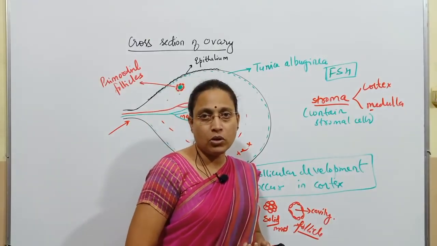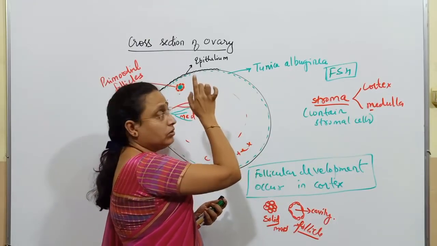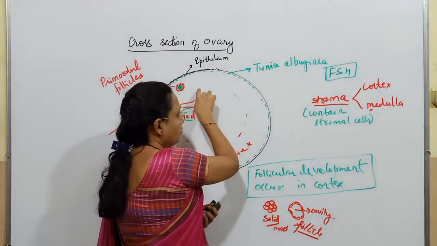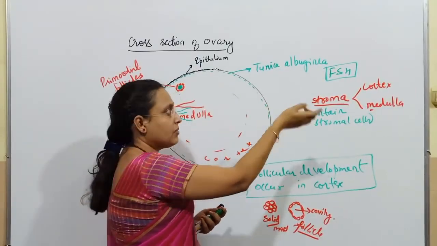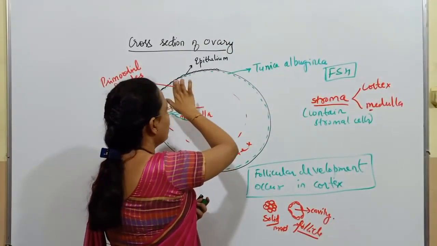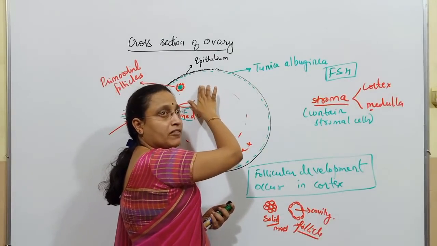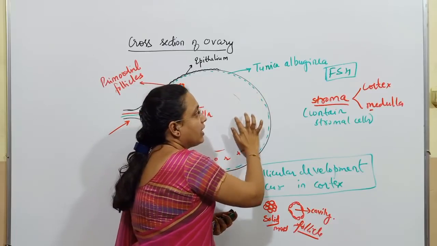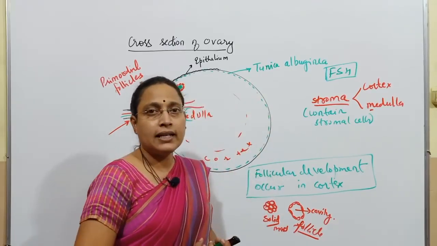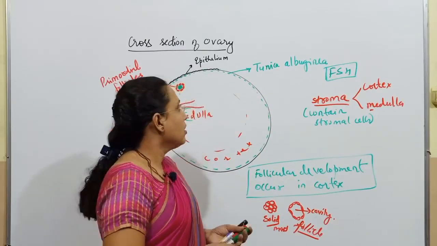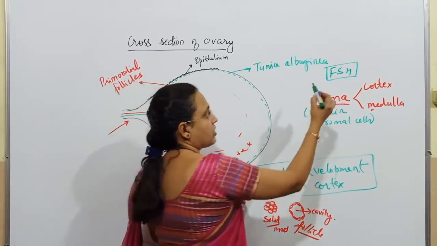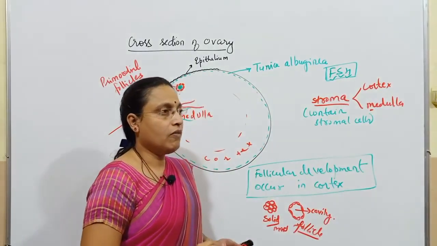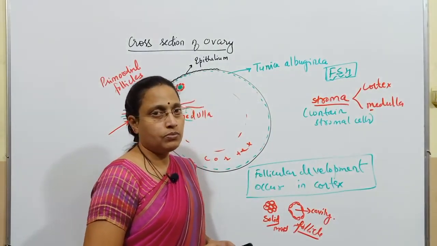What is the role of this hormone? It is going to stimulate these follicles and help them to mature further. That means it will stimulate primordial follicle to develop into primary follicle, to develop into secondary follicle, to tertiary, and finally a mature Graafian follicle is formed. So that is the function, and that also lies in the name of the hormone called follicle stimulating hormone.